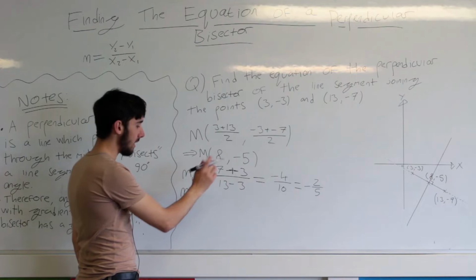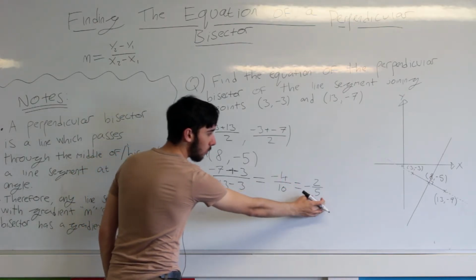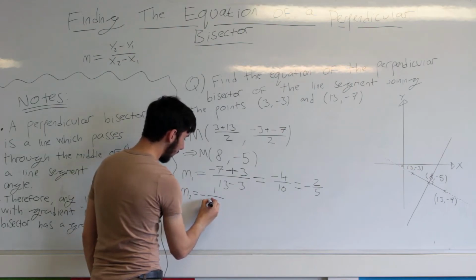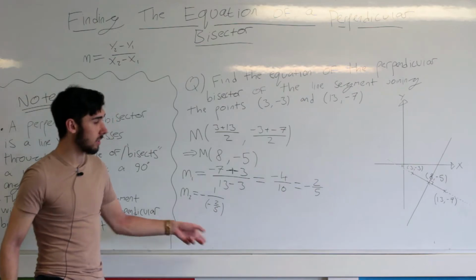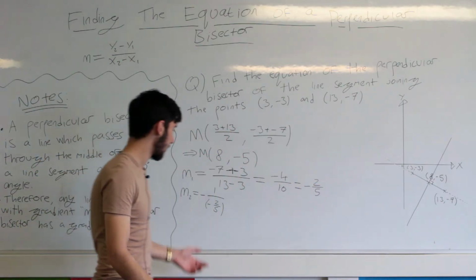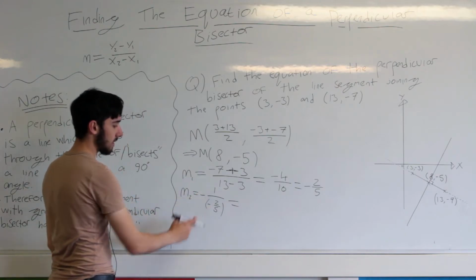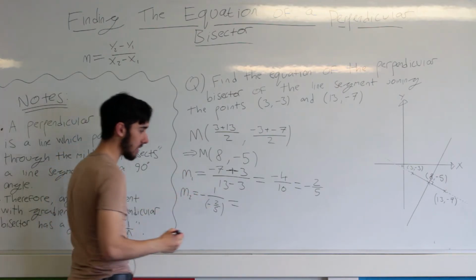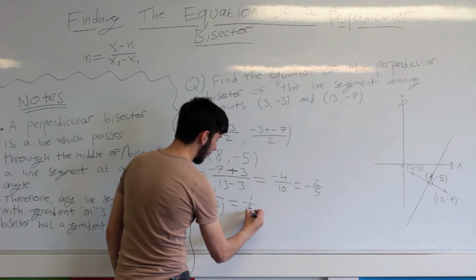We're going to say it's going to be 1 over m1, which is this. So negative 1 over minus 2/5. This is the gradient of the new line. Now let's simplify some things. There's a negative here, there's a negative here. They cancel out, they make a positive. That's going to be equal to 1 over 2/5, like that.